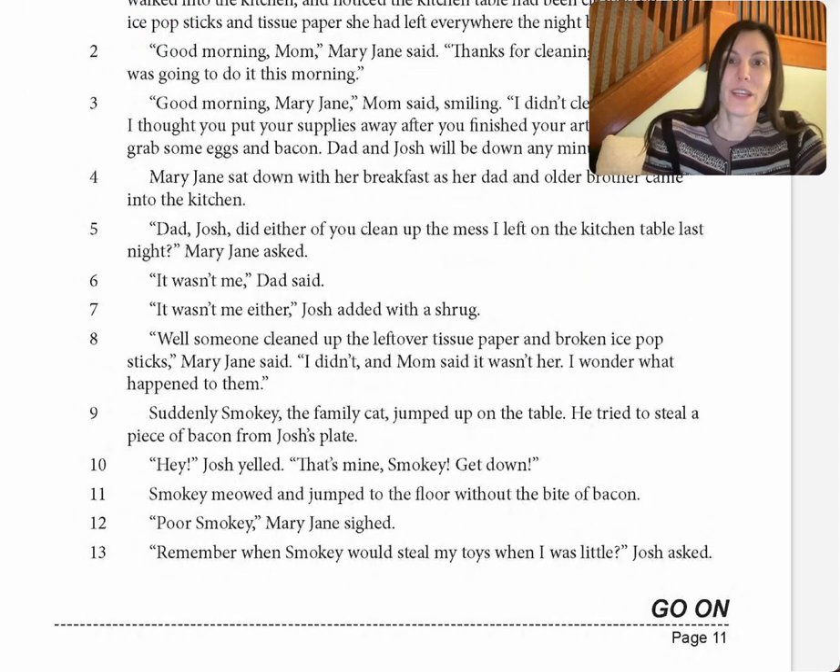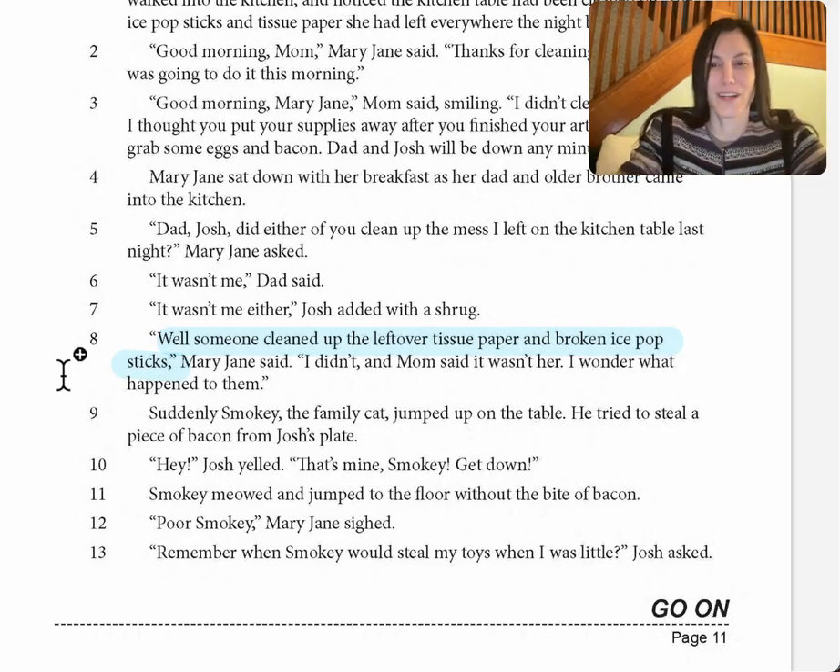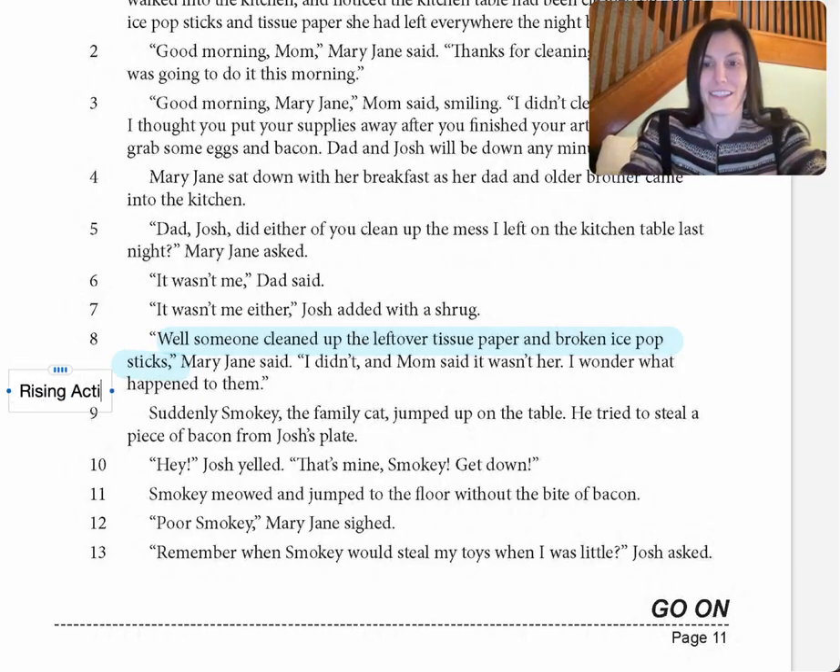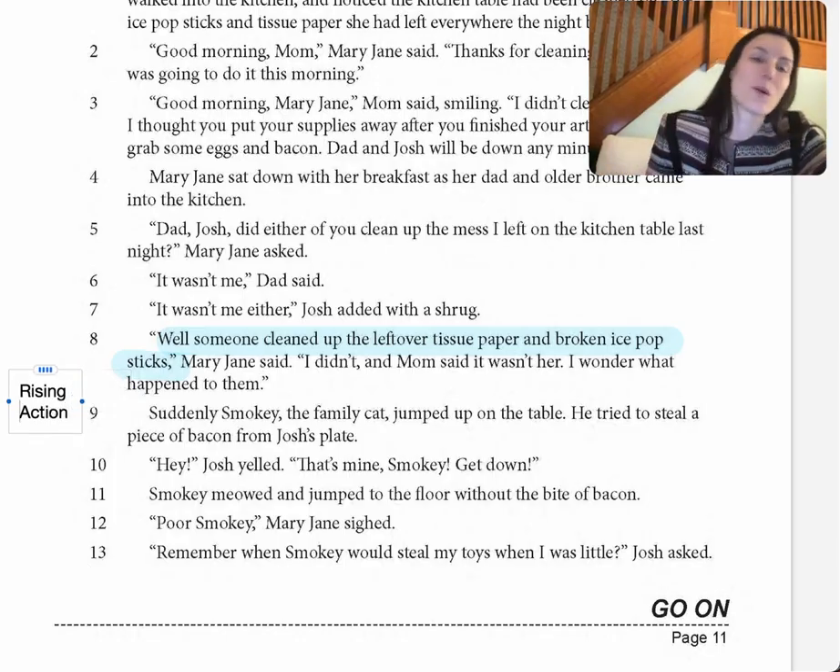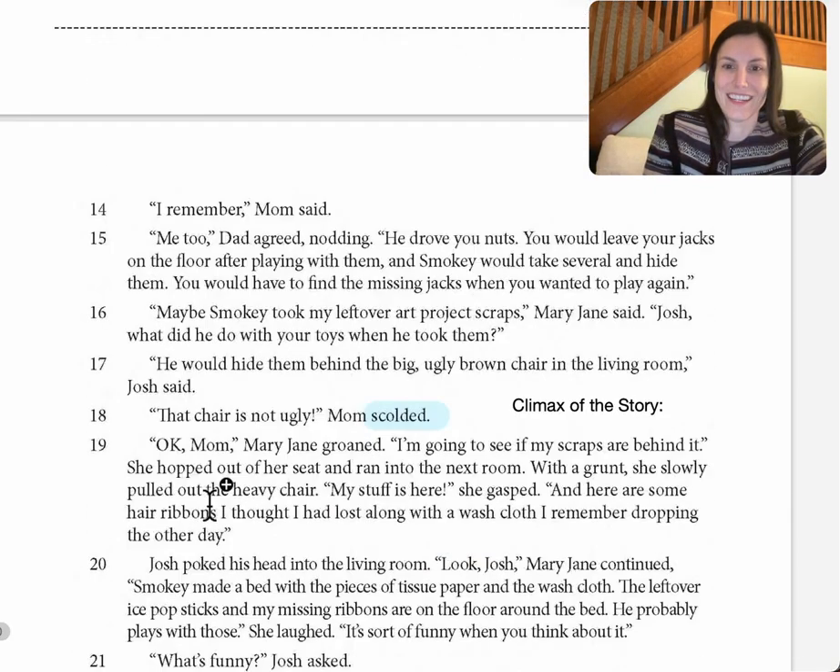If we go down, we can probably say our rising action will begin right around here, where we learn that someone has cleaned up her mess and she would like to know who it is. So we might say our rising action begins right around here, where the events of the plot start to begin. The events of our plot is basically just what happens. So we've learned that the family, Mary Jane, has a cat. And we then start to maybe build our mystery here that Smokey likes to take things.